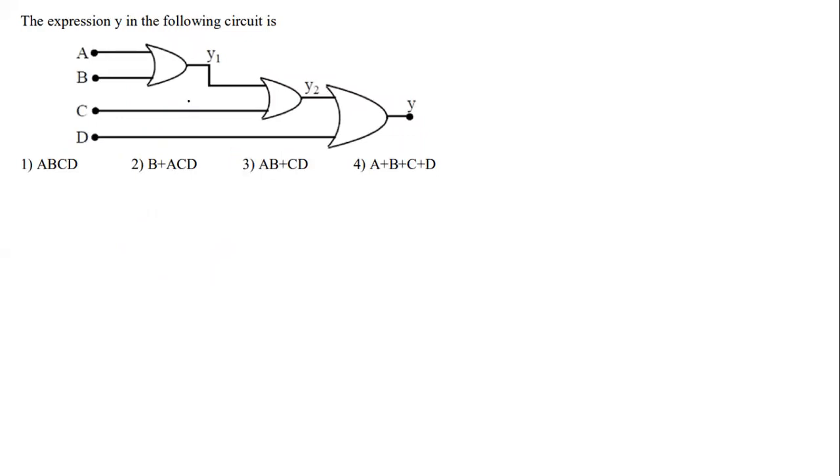So they are asking for the output in Boolean expression. Y is equal to A plus B. So this Y1 is equal to A plus B. This is again going to the OR gate. So Y2 is equal to A plus B plus C. This is going to this side. So again, A plus B plus C plus D.